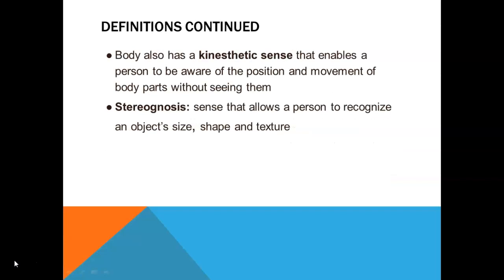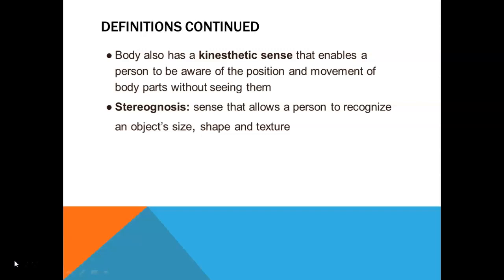Other definitions that you need to be familiar with is kinesthetic sense. So the body has a kinesthetic sense that enables a person to be aware of the position and movement of the body parts without seeing them. That's, you close your eyes and you're able to put your finger to your nose, you're able to put your hands by your side, and you know the position that they're in, and you don't have to see them.